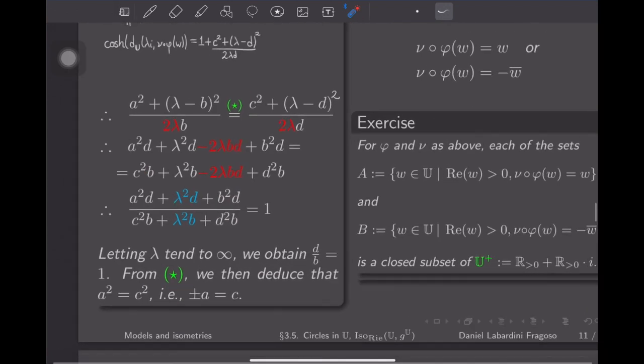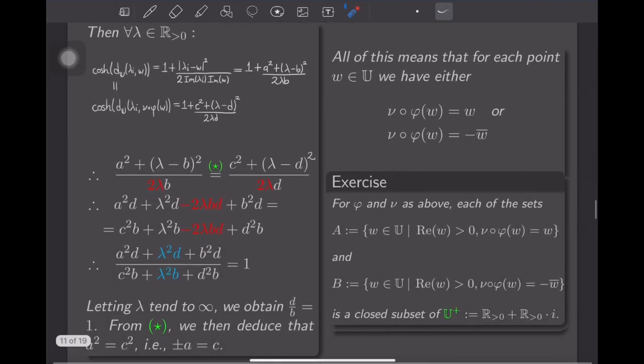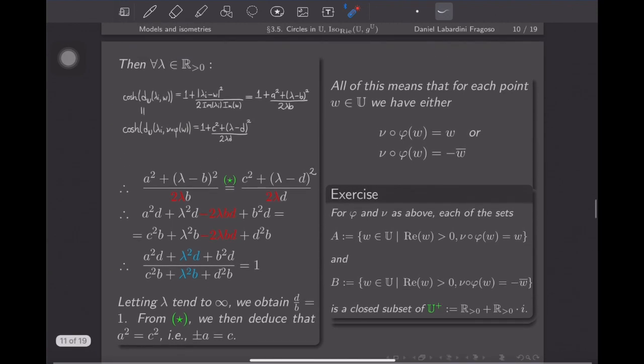So first, b is equal to d. What does this mean? It means that w and this point sit at the same height. I don't know exactly the relation between them, but now I know at least that they sit at the same height in the upper half plane. But I can also go back to this equality, because now I know that b is equal to d, so this cancels, and this cancels. So a squared is equal to c squared, and this means that one is plus or minus the other.